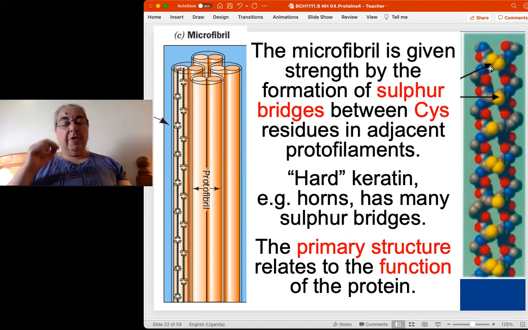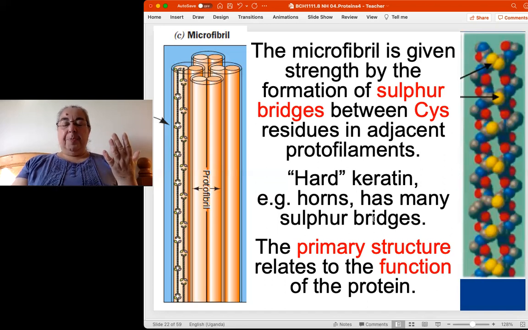So I said that there are a number of different sorts of keratin. One of the big differences we see in keratins with different functions found in different parts of the body is the number of cysteine residues and therefore the number of cysteine disulfide bridges that can be formed. So hard keratin, for instance, in those cattle horns we saw, has many sulfur bridges. Okay, so again, the positioning and the presence of cysteine residues able to form sulfur bridges is part of the primary structure of the protein.